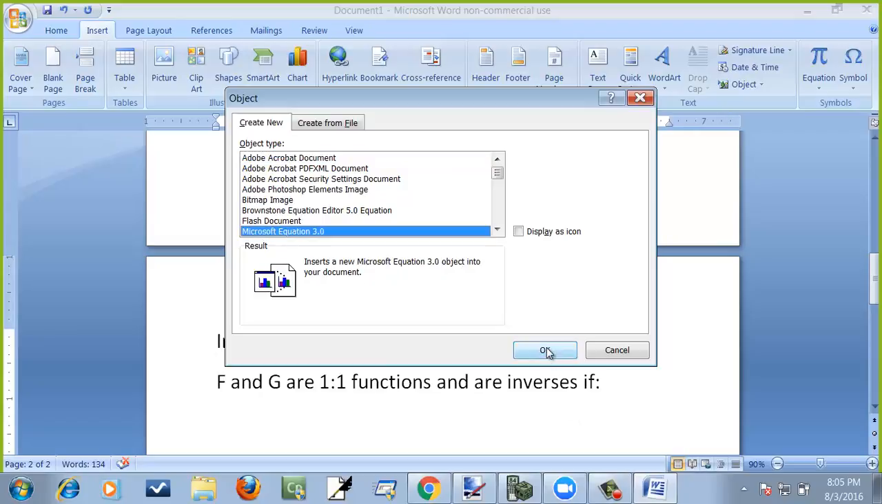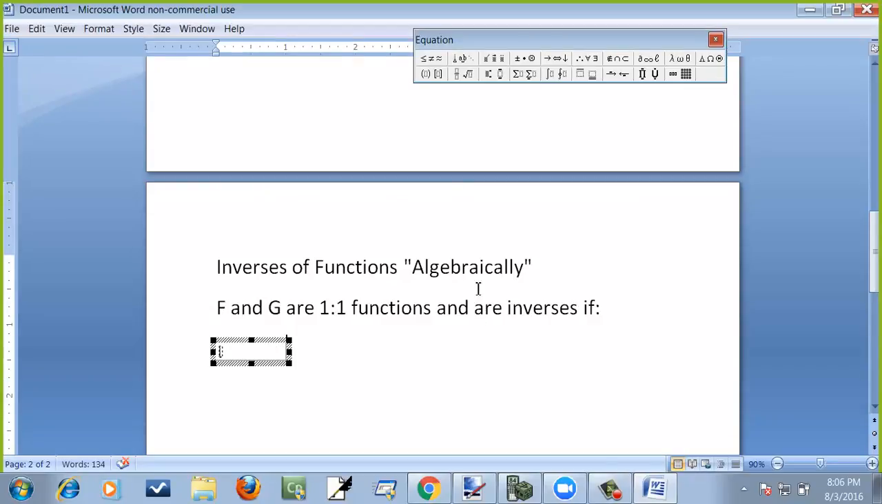Microsoft equation. And I got the composition of f and g is equal to x, and the composition of g and f is equal to x.